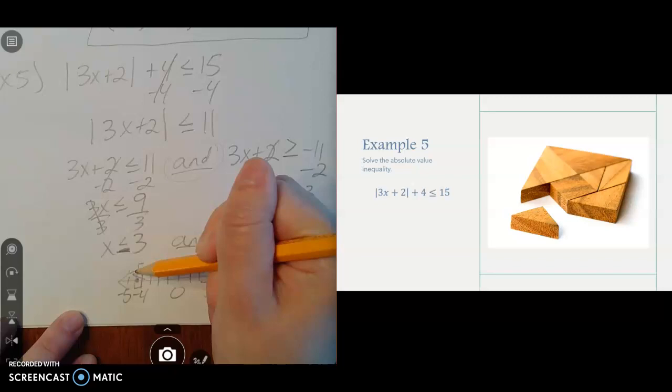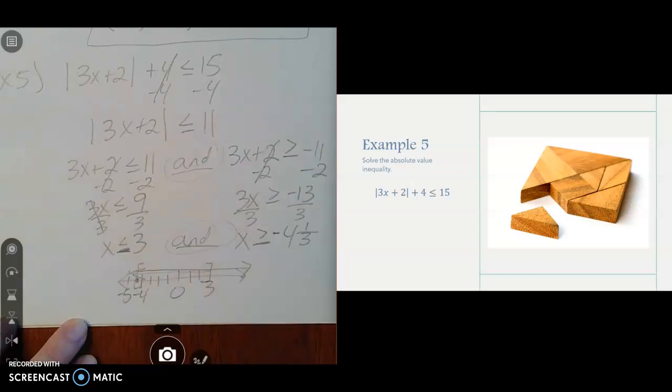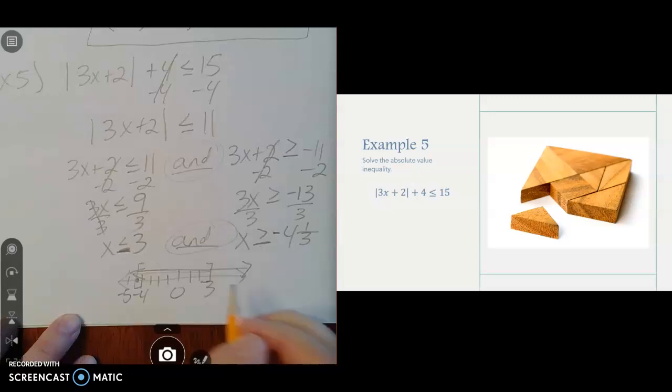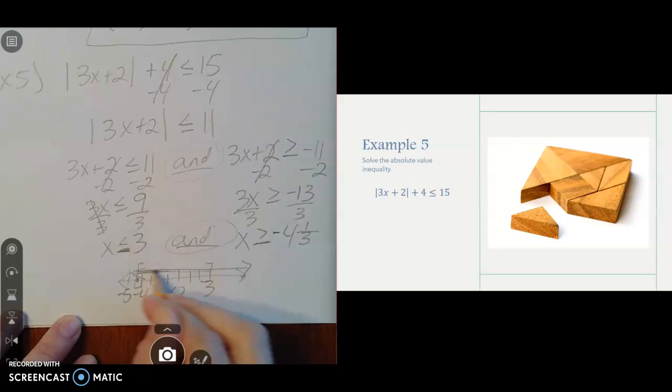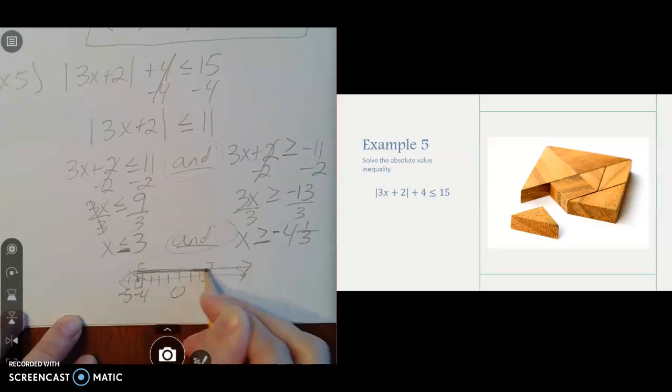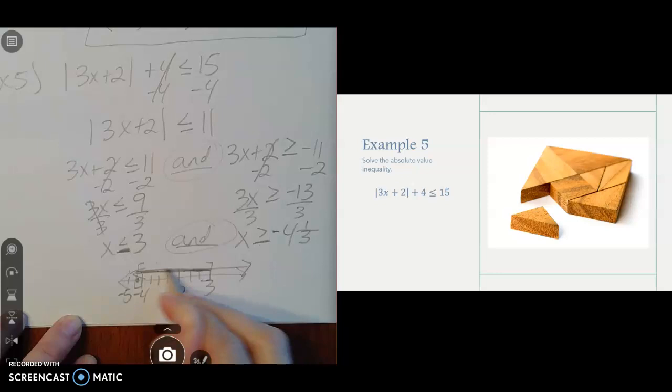Okay. So with that and inequality, you're looking at the intersection. You're looking at the overlap between the two graphs. So where do they overlap? They overlap right here between negative 4 and a third and 3.